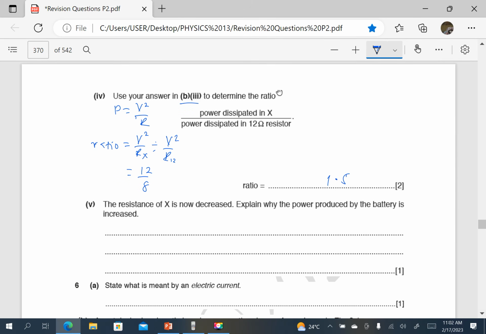The resistance of X is now decreased. Explain why the power produced by the battery is increased.